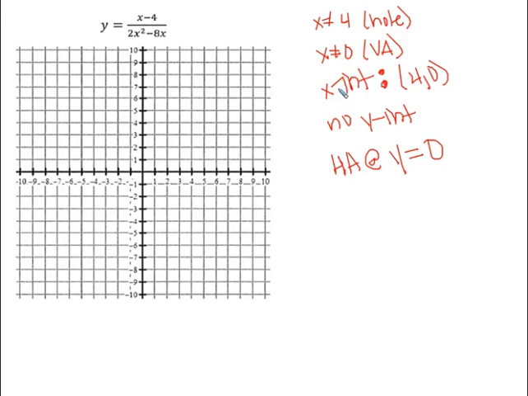I want to focus on this one for a second. Okay, we've actually found an x-intercept to be 4, 0. But take a look at what this is telling us.